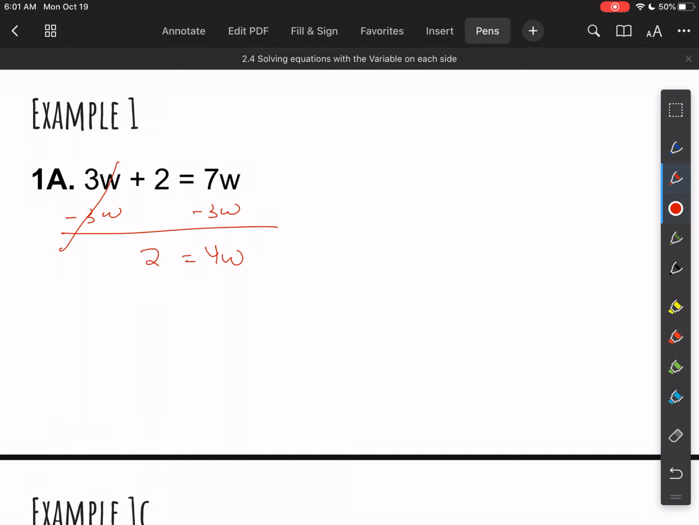Okay, then to get w by itself, which is the goal, we have to divide this by 4, because right now it's being multiplied by 4. So if I divide by 4 on both sides, I get w is equal to 1/2. All done.